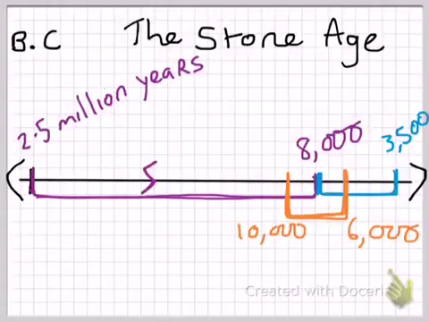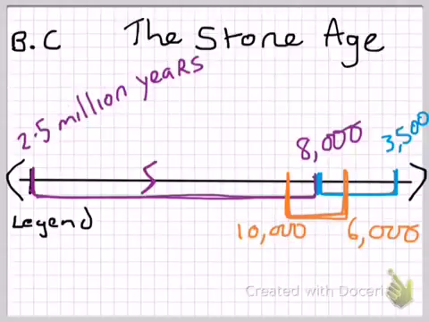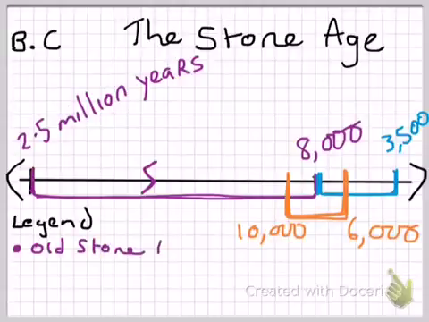Now I need to do the legend so you know what each of these things actually means. So down here I put the legend. I'll take purple first because it's the first period. I do my little dot and I write Old Stone Age. Okay, so you should be able to tell from the timeline that the Old Stone Age began at 2.5 million years before Christ and ended 8,000 years before Christ.